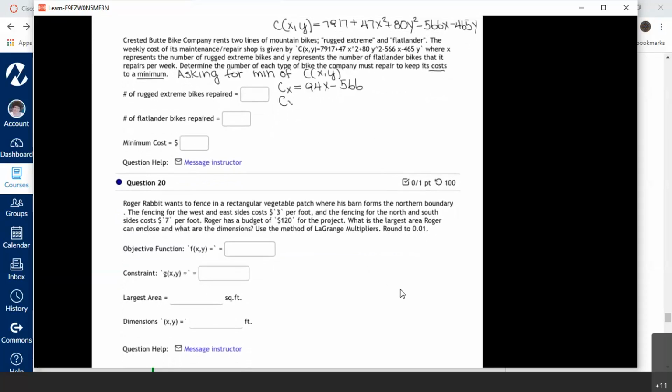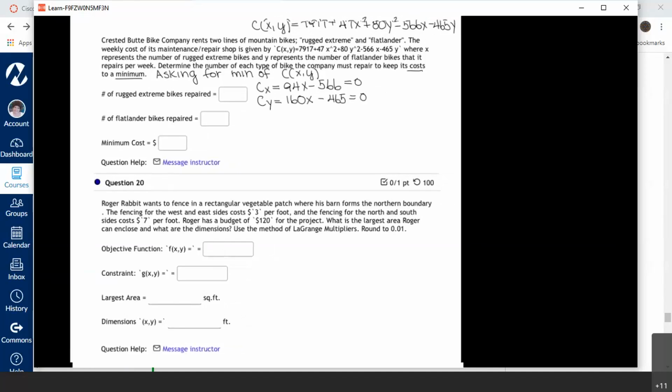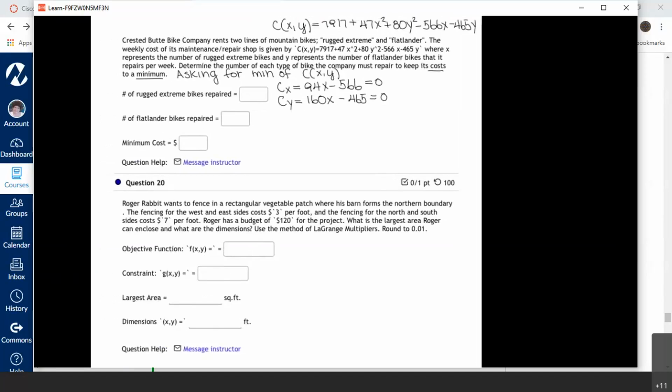Likewise, my partial derivative with respect to y is similar. I'm just going to differentiate the y terms, bring down the 2, multiply the 80 by it, drop the exponent by 1. And the other term with a y in it is negative 465y. That gives me negative 465. Now I have to set both of these to 0. They're simple linear equations, and I'm sorry I put a y in here instead of an x. These are just going to be easy to solve.